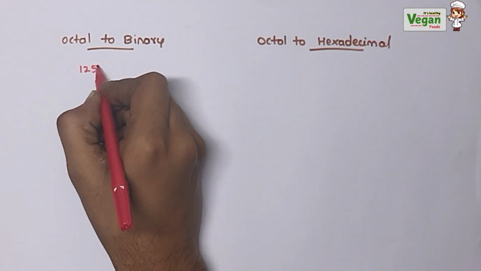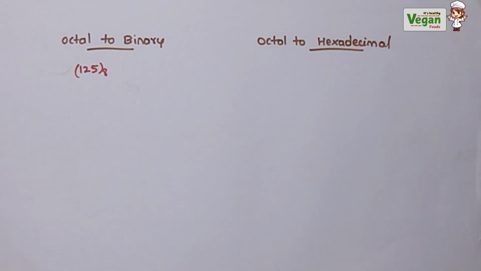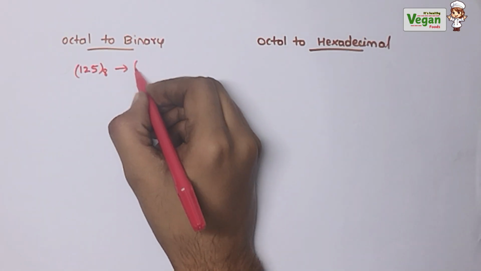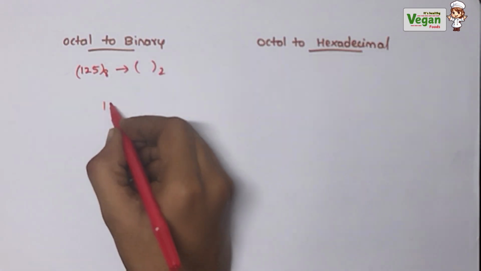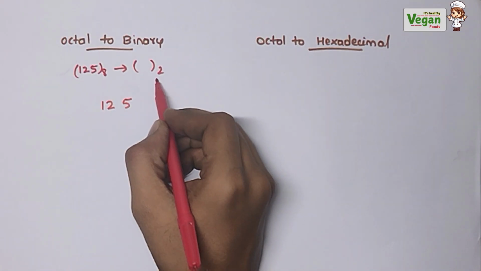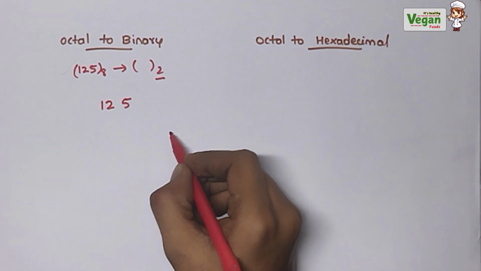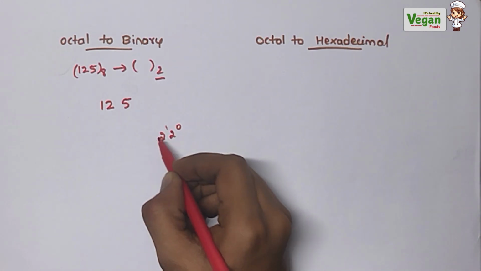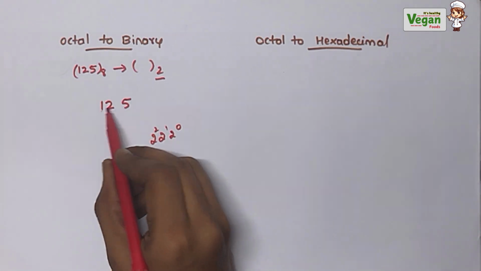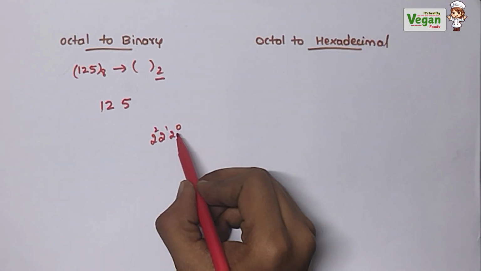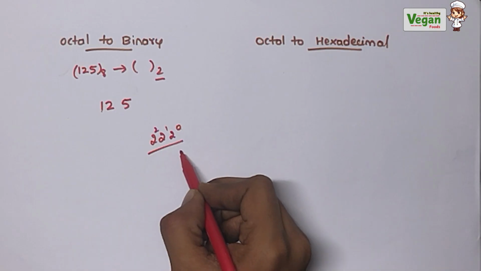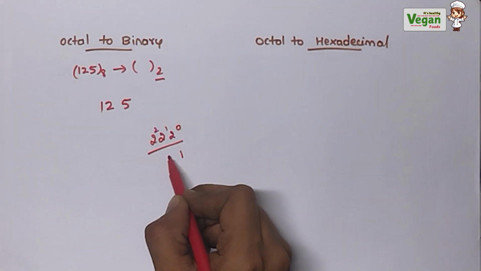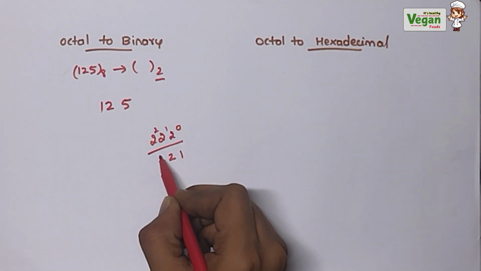We consider the value 125 itself. The base of 125 is 8. I must convert it to binary with base 2. So directly you can convert 125. Now I will use powers of 2: 2 power 0, 2 power 1, 2 power 2, because only 3 digits are needed. What will be the value of 2 power 0? 1. 2 power 1 value will be 2. 2 power 2 value will be 4.